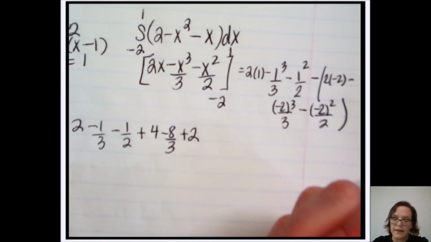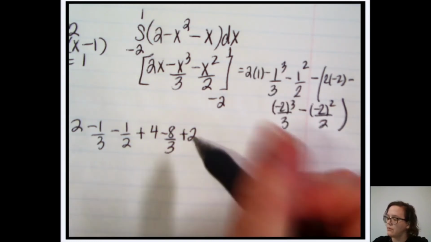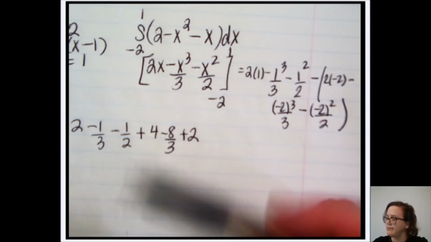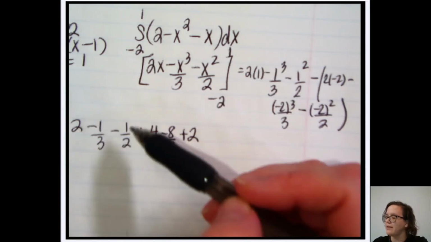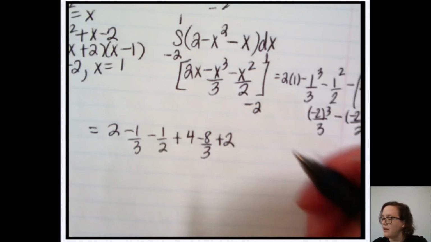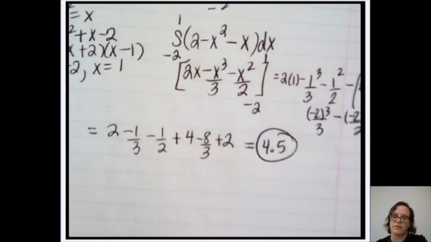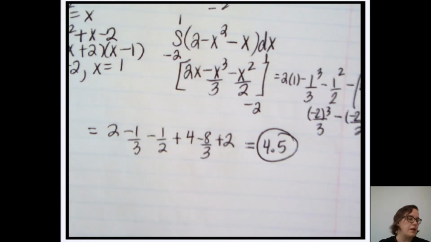Okay. So I have 2 minus 1/3 minus 1/2 plus 2 plus 2 minus 1/3 minus 1/2 plus 4 minus 8/3 plus 2. I was just checking my previous work. Okay. And so these all make 4.5 together. So what we just found is that there's 4.5 units in between these two functions.